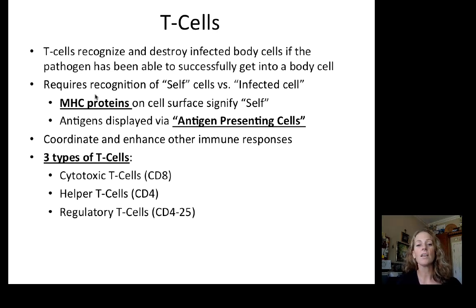And this is done through MHC proteins. MHC proteins are on the surface of cells, and they can signify a self cell. They are also used on antigen-presenting cells, and we'll talk about those in just a second. But the idea here is to coordinate and enhance other immune responses. So there are 3 types of cells used in the T cell response. There are cytotoxic T cells, helper T cells, and regulatory T cells.